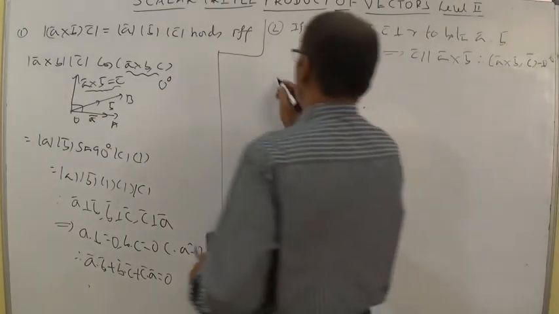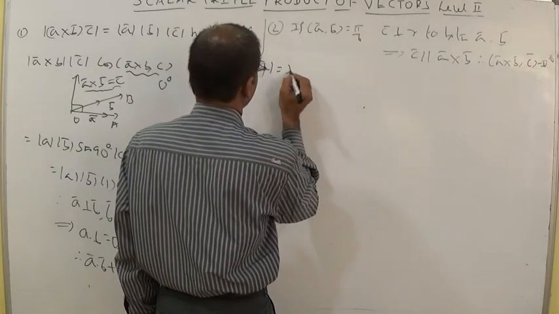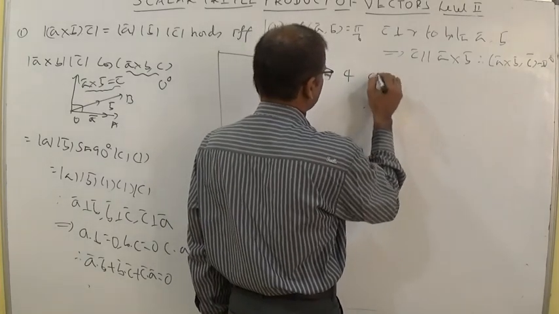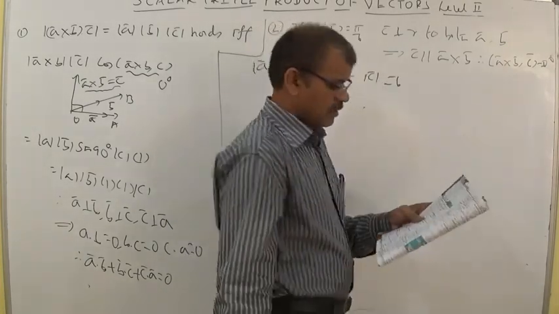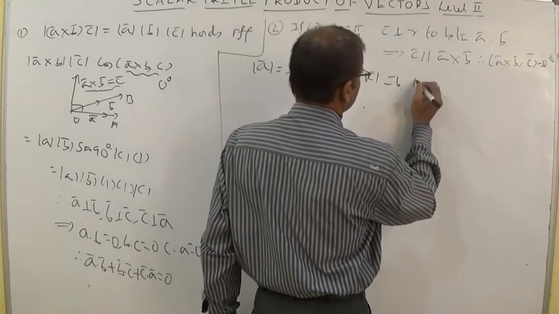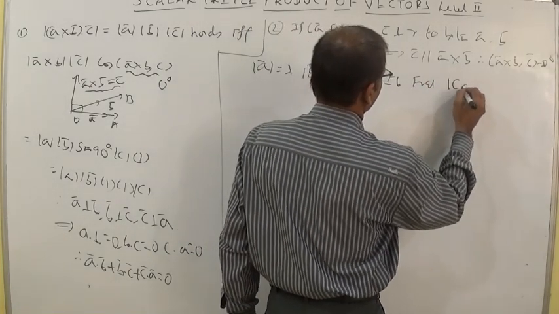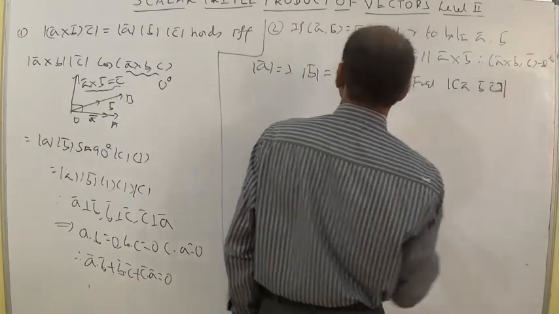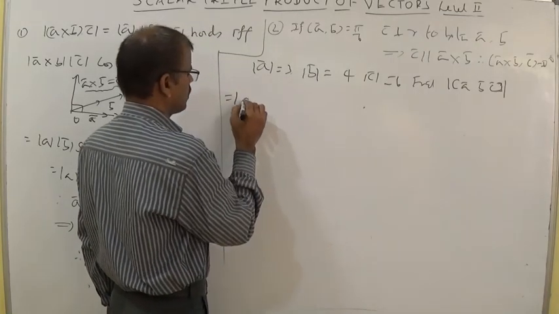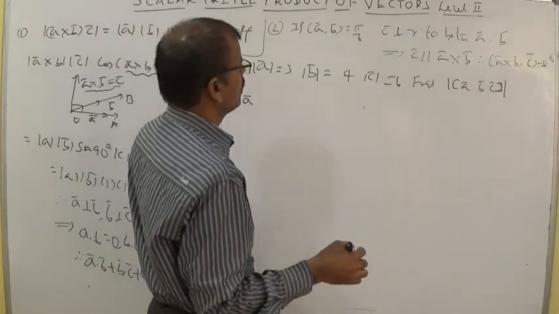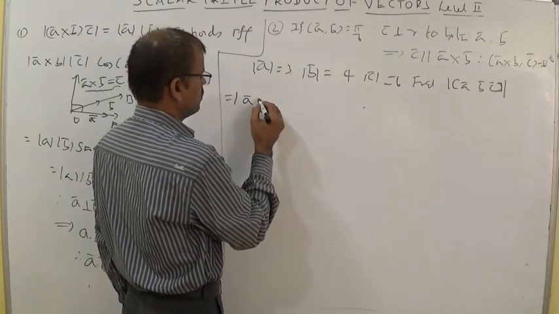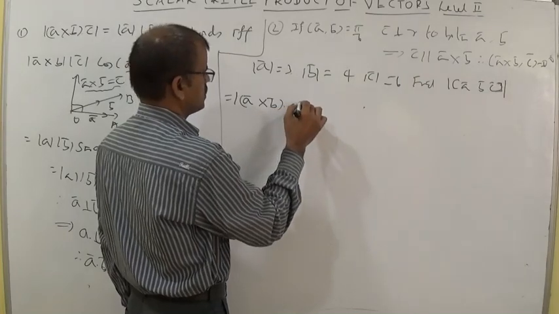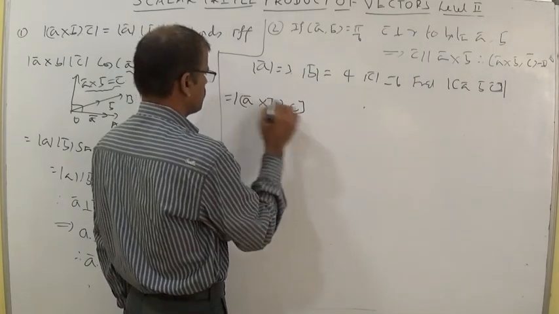The data given is modulus A equal to 3, modulus B equal to 4, and modulus C equal to 6. We should calculate the value of modulus of box ABC. We can write the modulus of box ABC as A bar cross B bar dot C bar.